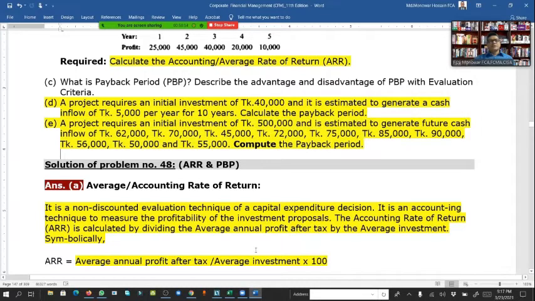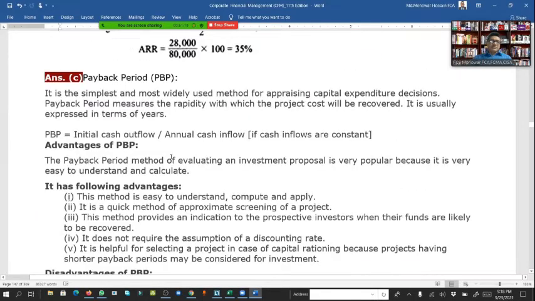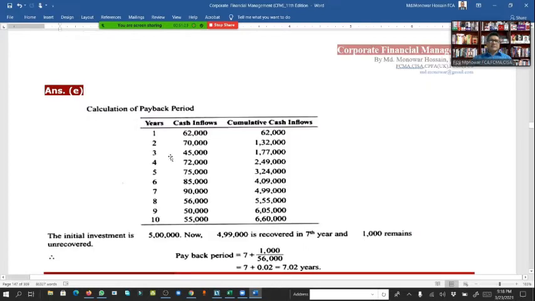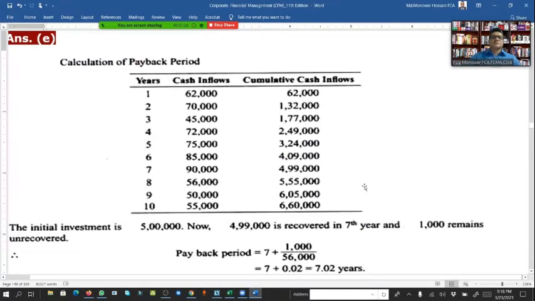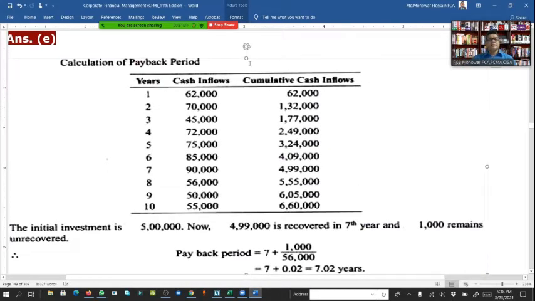Look here. A project requires an initial investment of 5 lakh and is estimated to generate future cash flows of 62,000, 70,000, 45,000, 72,000, 75,000, 85,000, 90,000, 56,000, 50,000 and 55,000. So we have to calculate the payback period, one of the techniques of capital budgeting. See, it all seems simple, but we have to calculate this way. First, it is the 10 years item, cash inflow, all inputting here, and cumulative cash inflow.